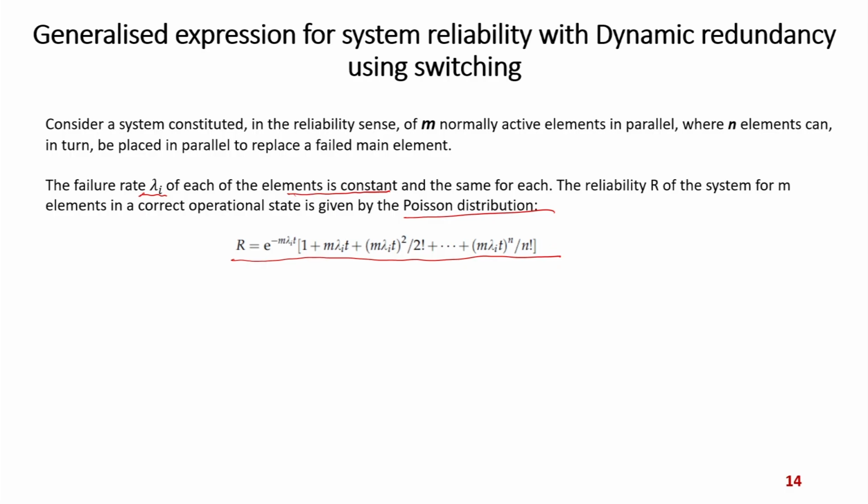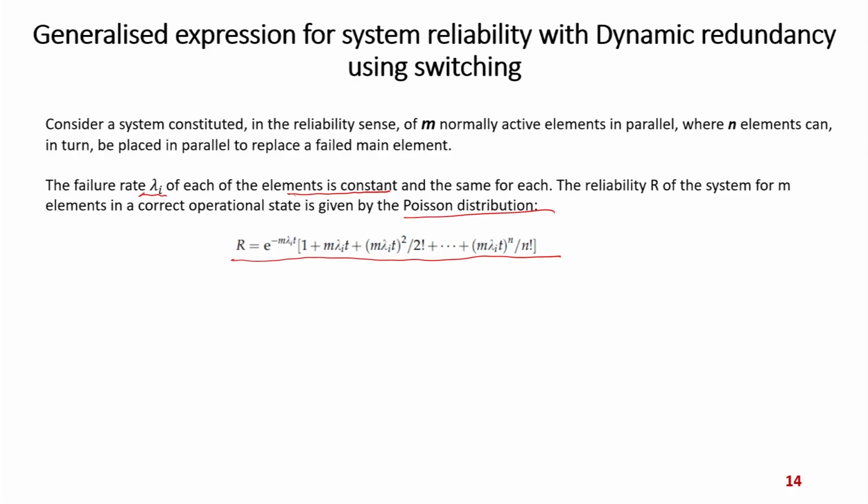So, we have used our previous slides. I wanted to show you the previous slide anyway. So, this one it is represented. So, now here our total number is m, you need these active elements in parallel, where the n elements can be turned on. So, now this is the generalized expression.